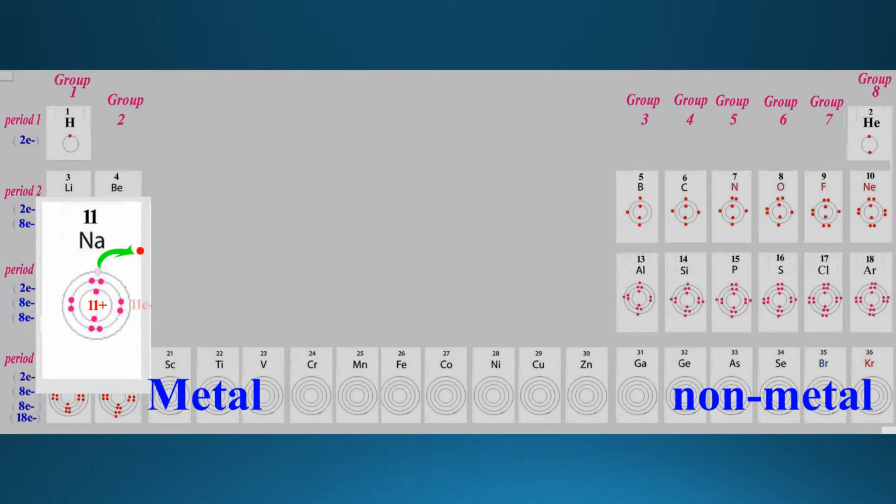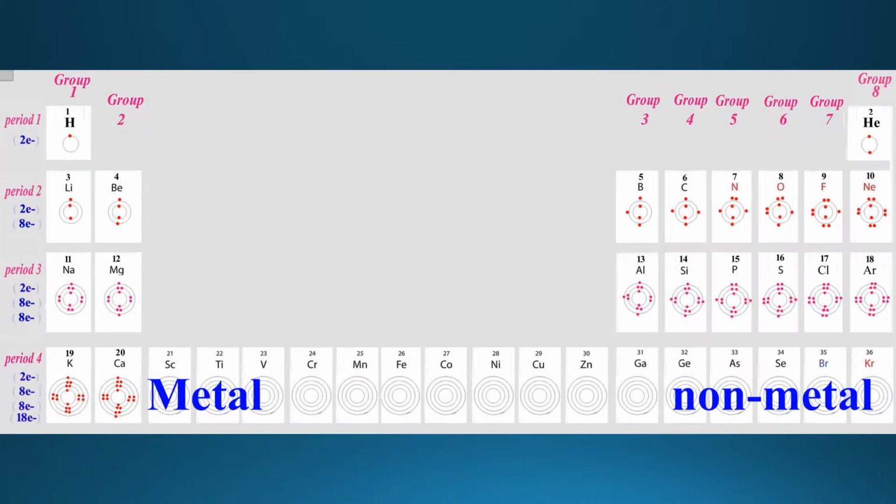Once they lose the outside electron, they are no longer balanced. So 11 positive, 10 negative. So now the charge is not 0. The charge is +1. Now this is an ion. So ions bear charge. Look at another example.